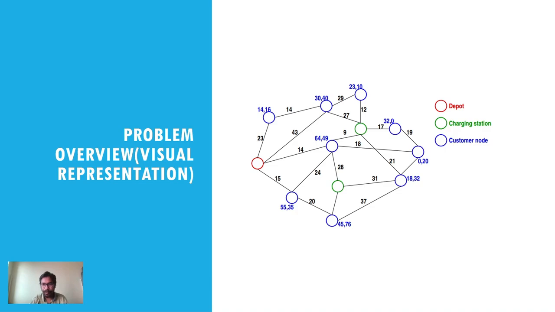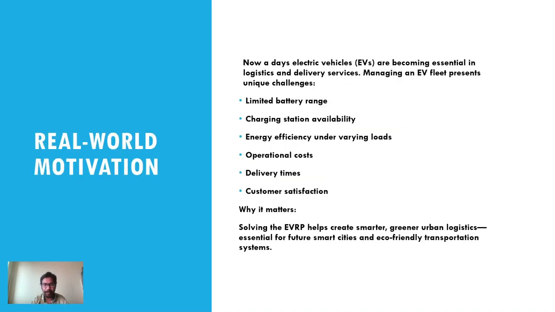Here you can see a visual representation of EVRP. There is a depot and multiple customer nodes with their pickup and delivery demands and distances between locations. The challenge is routing multiple vehicles while satisfying weight, energy, and charging constraints efficiently.